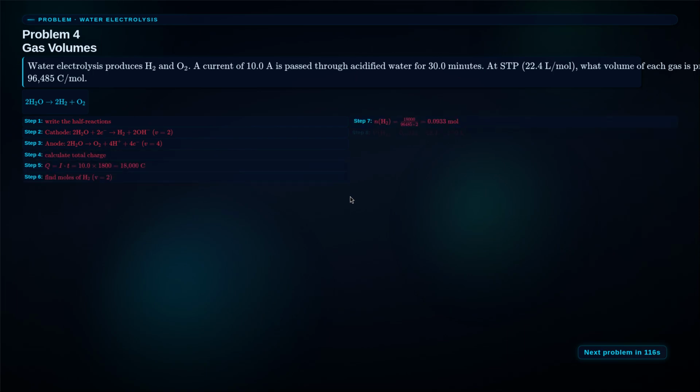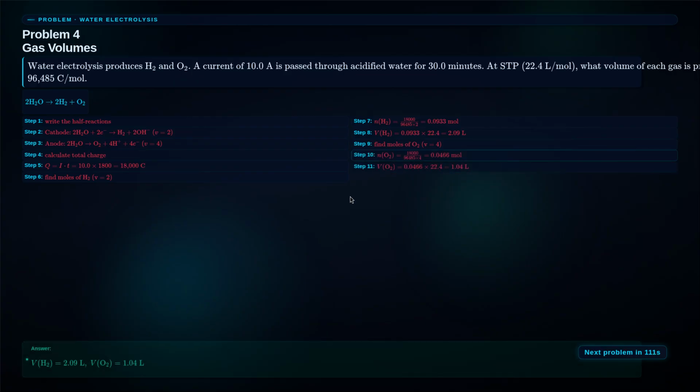Problem 4. Water electrolysis produces hydrogen and oxygen gas. A current of 10 amperes is passed through acidified water for 30 minutes. At STP, what volume of each gas is produced? First, the cathode reaction. 2H2O plus 2 electrons gives H2 plus 2OH minus, with v equals 2 per H2 molecule. The anode reaction. 2H2O gives O2 plus 4H plus 4 electrons, with v equals 4 per O2 molecule.